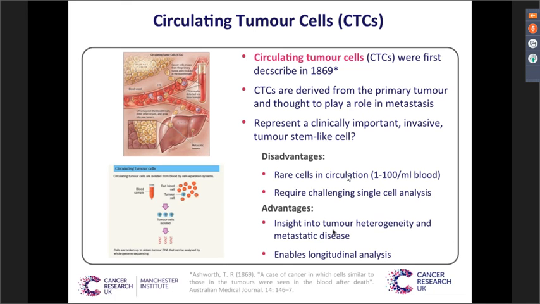Once you've isolated your cells, you've then got the challenge of single cell analysis. So to be able to analyze these cells, you've got to go down to single cell whole genome amplification, and the sort of technical limitations or difficulties you get with that. An advantage of looking at CTCs is that it gives you insight into tumor heterogeneity, and because they're potentially metastatic disease, and because it's a blood sample, it allows you to potentially look at this longitudinal analysis.